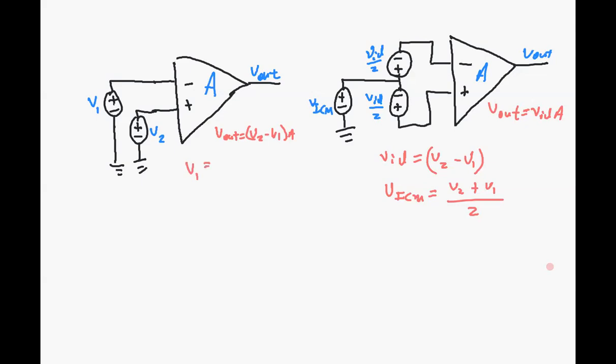So V1, we could translate into that other system as VICM minus VID over 2, and V2 is equal to VICM, that average voltage, the bias voltage, or the common mode voltage, plus VID over 2. VID over 2 is half the input differential voltage, so we could add or subtract it to get our signals.